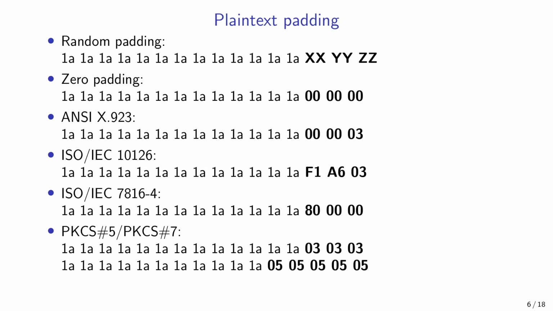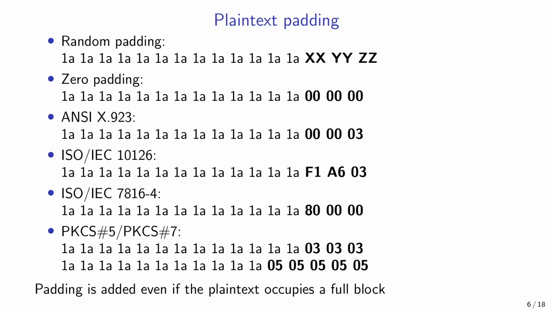What is important to note is that padding must be added even if the plaintext occupies a full block. Yes, this means that in such cases, we have to encrypt an extra block, a block full of padding bytes. However, if this extra block was not added, we would not be able to determine if padding was added at all. For example, we would see this value, but we would not know whether these bytes should be interpreted as padding or they are part of the actual plaintext value. Therefore, we have to always add padding.